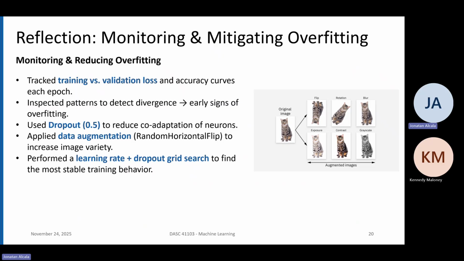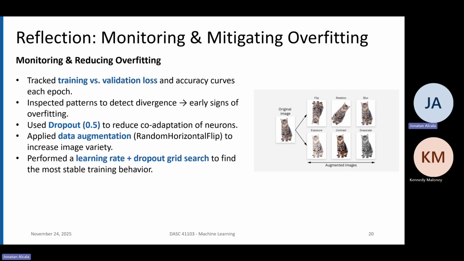And then monitoring and mitigating overfitting. So to monitor overfitting, we tracked the training and validation loss and accuracy curves across every epoch. Any early separation between those curves would indicate overfitting, and we actually observed this a few times during tuning.